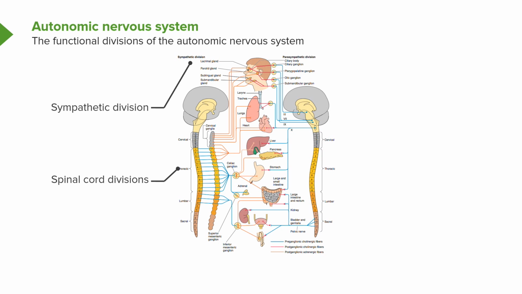And those thoracolumbar preganglionic neurons pass to ganglia just outside the spinal cord. You can see them labelled there in a long chain running down next to the spinal cord, a chain of ganglia. You can see little blue coloured neurons exiting the thorax and the lumbar region of the spinal cord.